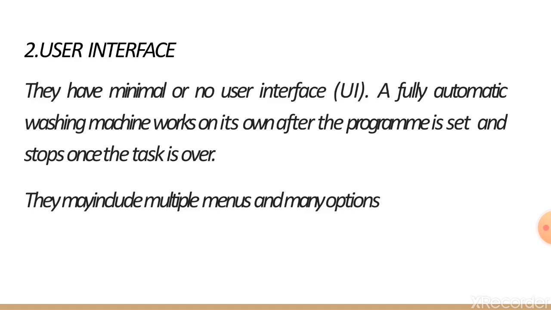Second one is the user interface. Microprocessors are frequently used to control complex user interfaces that may include multiple menus or menu options. By considering the MP3 player that we have already taken, they have minimal or no user interface, or take a fully automated machine that works on its own after the program is set and stops once the task is over. The user interface must include multiple menus and menu options.